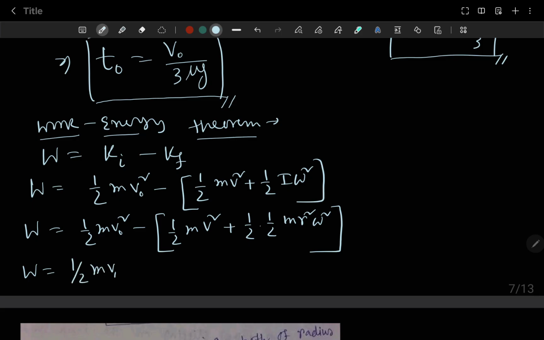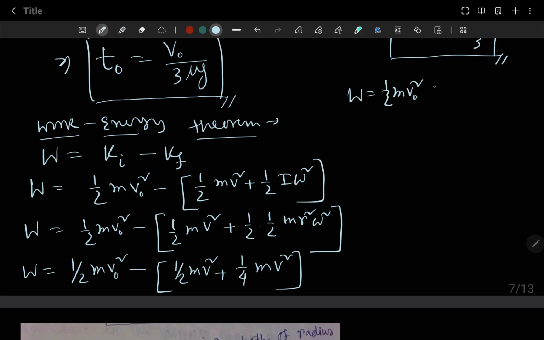So it will be half m v0 square minus half m v square plus 1 by 4 m v square. So it will become half m v0 square minus 3 by 4 m v square. So now put the value of v.